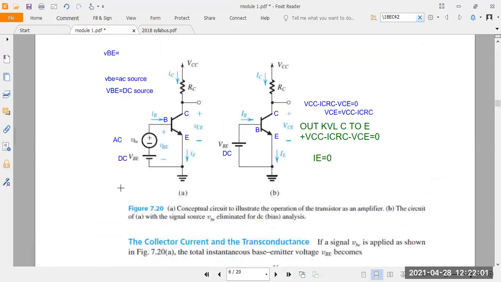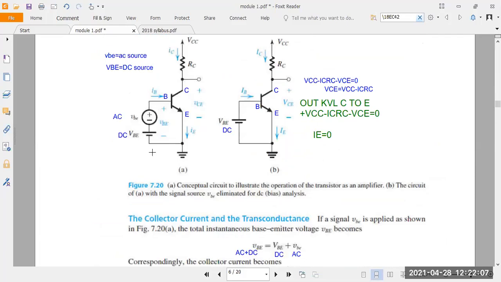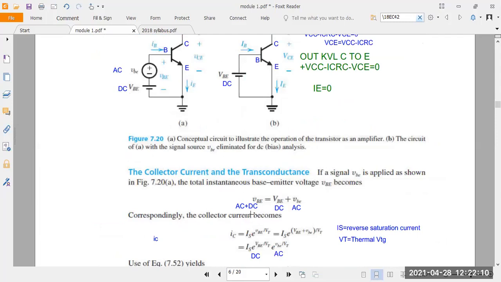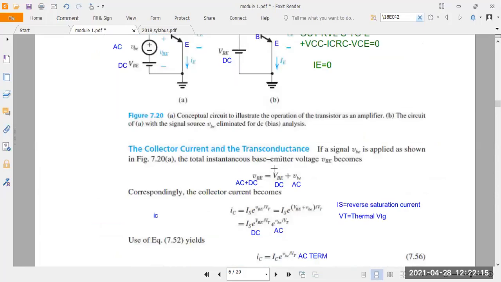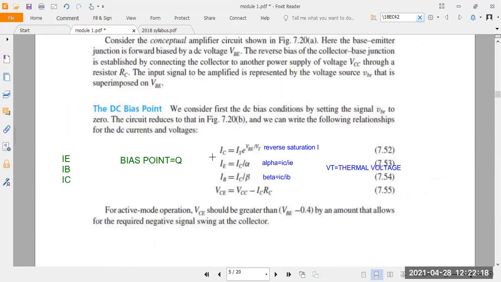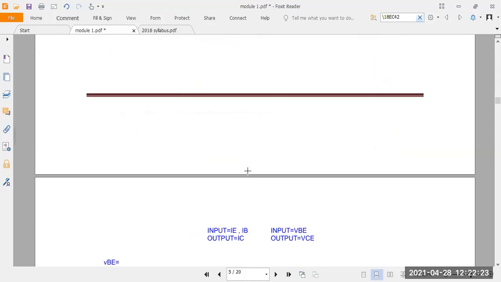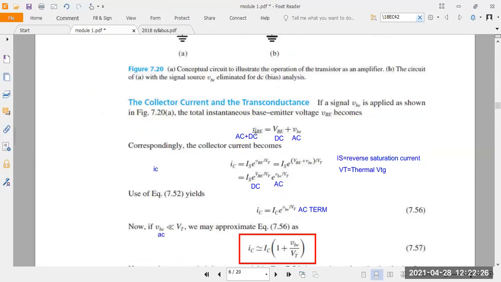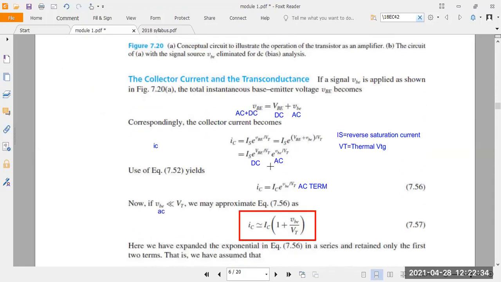First you take this diagram here: base, collector and emitter. You take AC supply and DC supply. Then you take the total voltage across the base-emitter, AC and DC combination. Then you take the collector current equation from previous. What is the collector current equation here? Reverse saturation current multiplied by e to the VB divided by VT. Same equation you take here, but VB is nothing but DC and AC. Substitute here. Instead of writing VB here, you take AC and DC. Multiply this here. Then the DC term you can write as capital IC. The AC term you write as it is here.